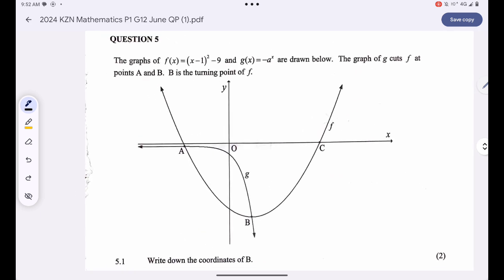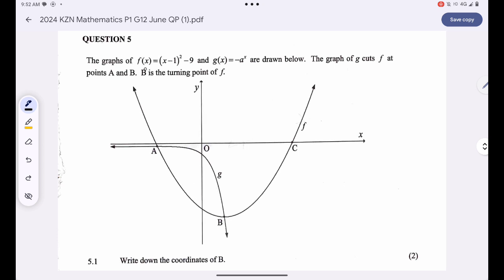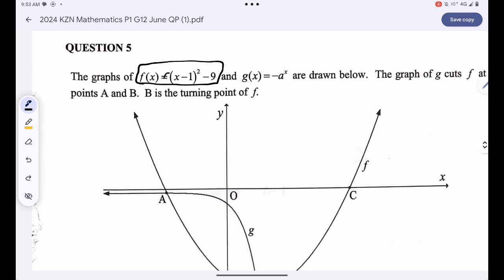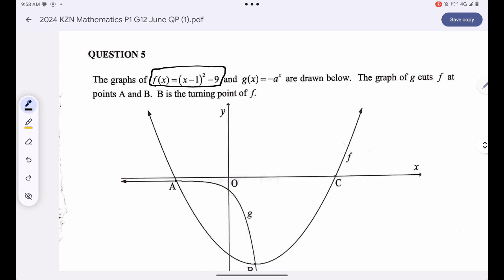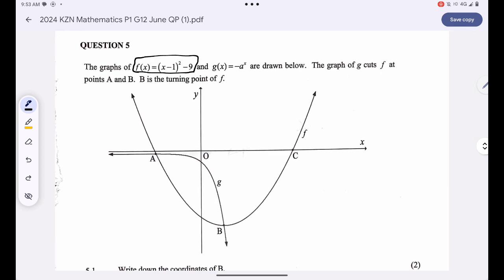Let's analyze this. Whenever, guys, the examiner gives us the equation of our graph like that, the examiner is telling us two things. Firstly, the shape of our graph, because that will be determined by the sign of a over there. And secondly, the coordinates of our turning point. The coordinates of our turning point are basically 1 and 9. These two are the corresponding x and y coordinates of our turning point.